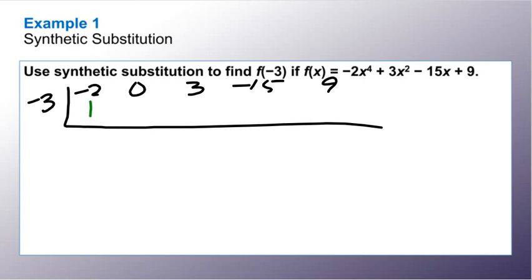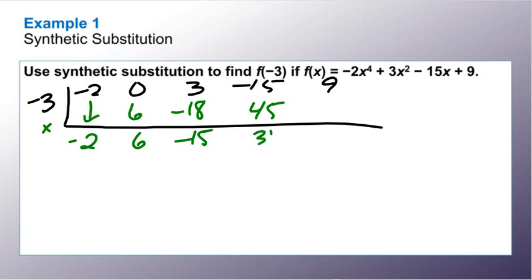Bring down the first number. So put a -2 here. Multiply, and we get 6. Add straight down, you get 6. Multiply, you get 18, -18. Add, we get -15. -15 times 3 is 45. Add, you get 30. -3 times 30 gives us -90, which will give us a remainder of -81.